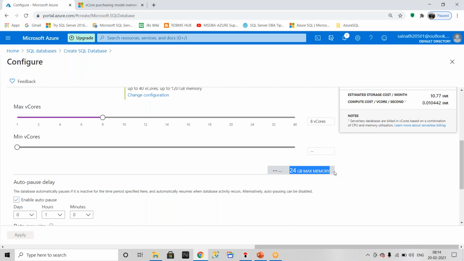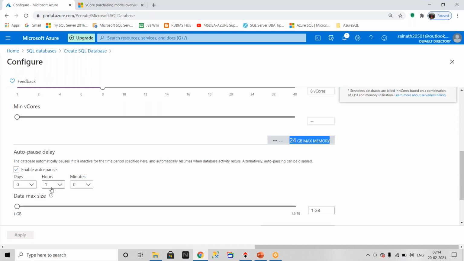If you are not connecting to the database and no one is accessing it, no one is triggering any query, then there is the auto pause delay. Within 1 hour, if no user tries to connect to the database or trigger any activities, your database will automatically go into pause. That means those resources, that 24 GB of RAM and those 8 core processors, can be consumed by other resources, sir. Getting it?